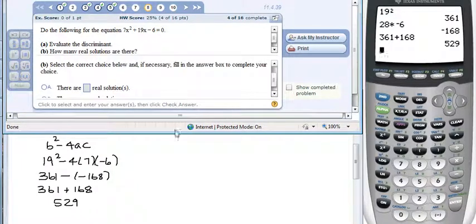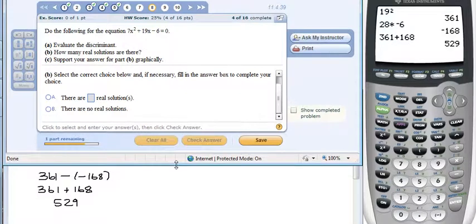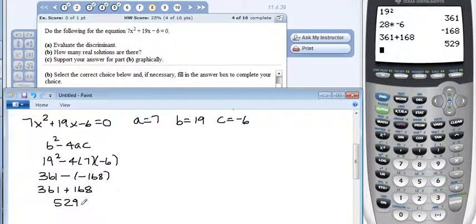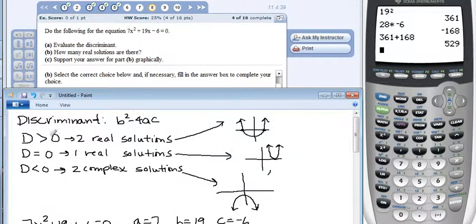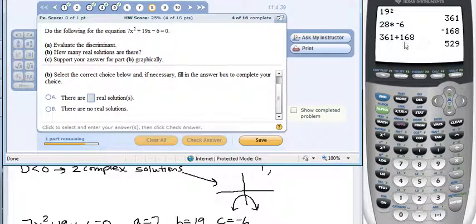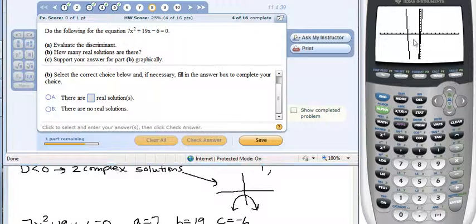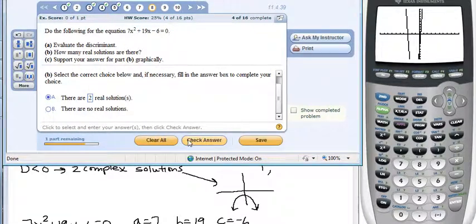I don't really care so much what it is, 529. What I care about is, is it above 0, below 0, or equal to 0? Well, I've got a positive value here. It's above 0, so that has to be two real solutions. And I did check that graphically. When I looked at my graph, there are two because it crosses twice. So we have two real solutions there.